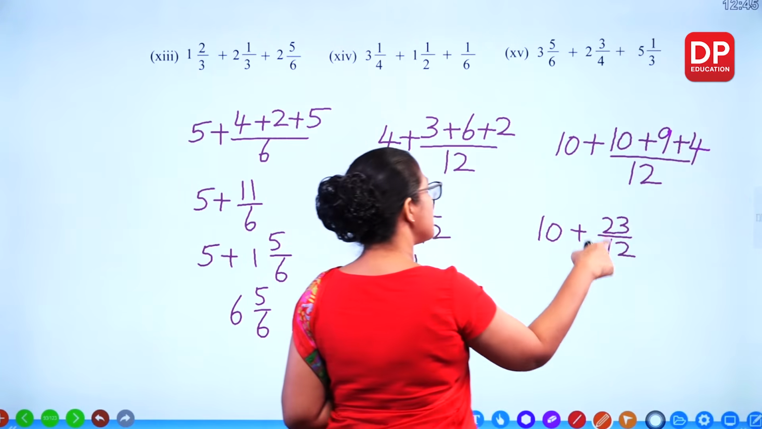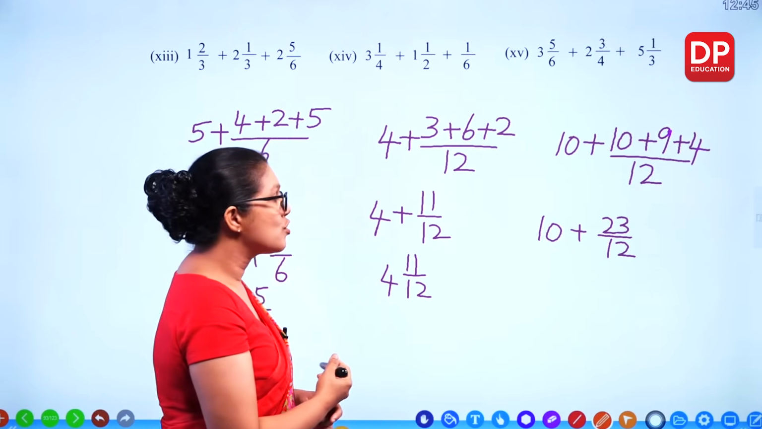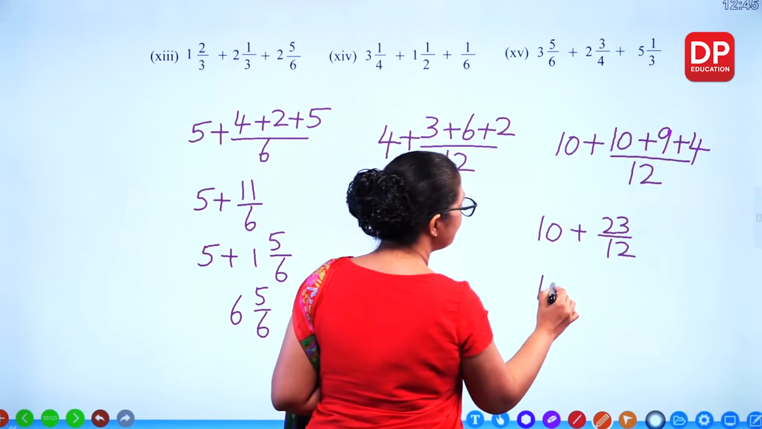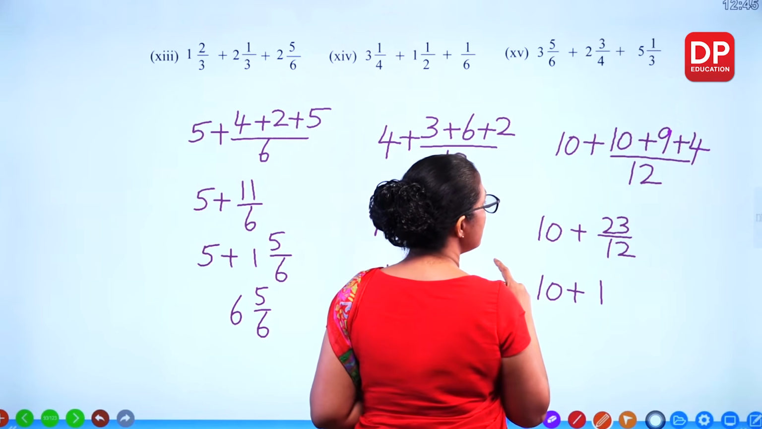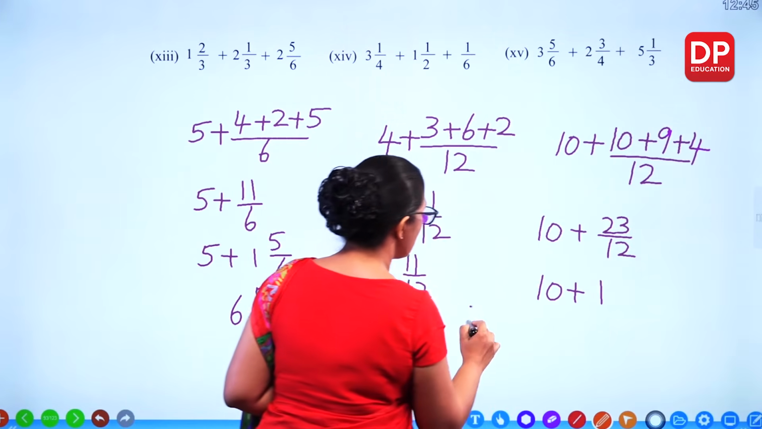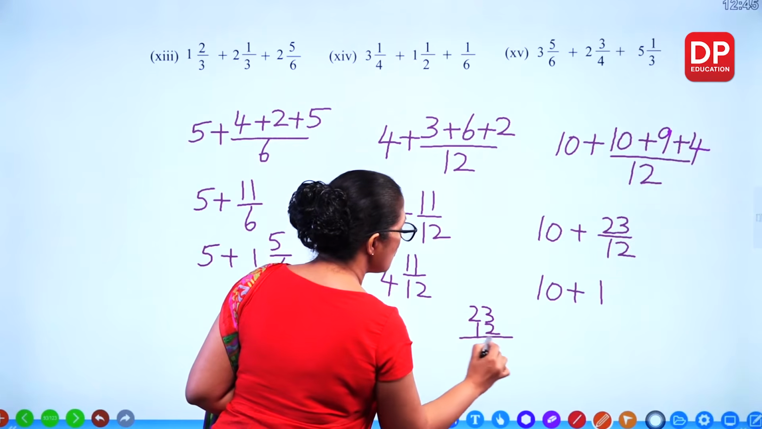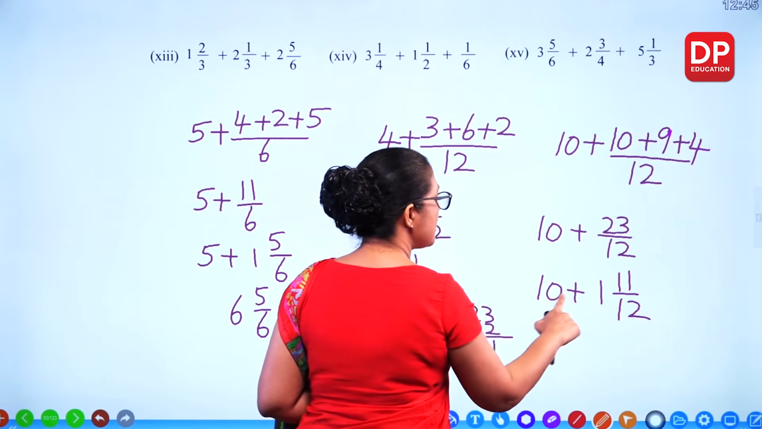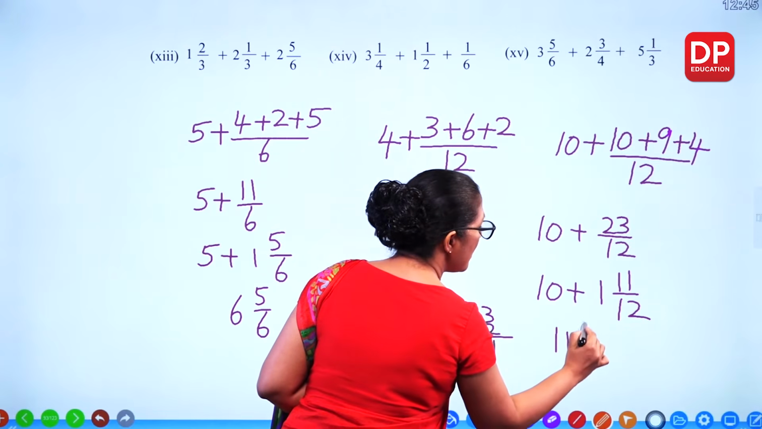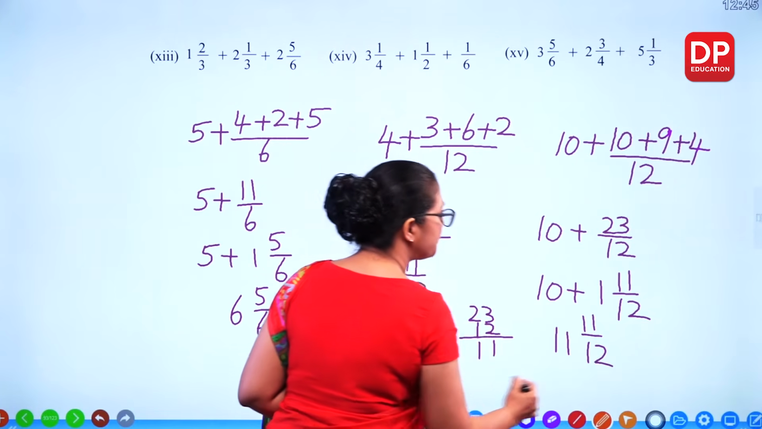Now, this is an improper fraction. Convert to a mixed number. 12, 1 and 23 minus 12, you get 11 remaining. So you can write 10 and 1, 11 and 11 out of 12.